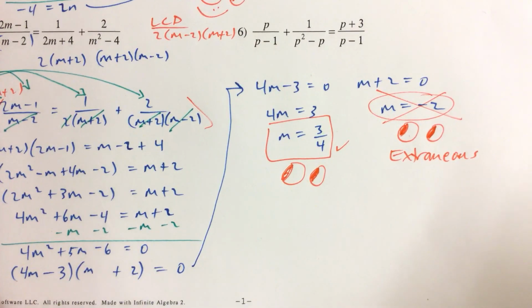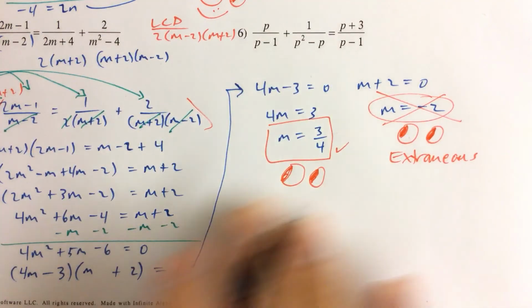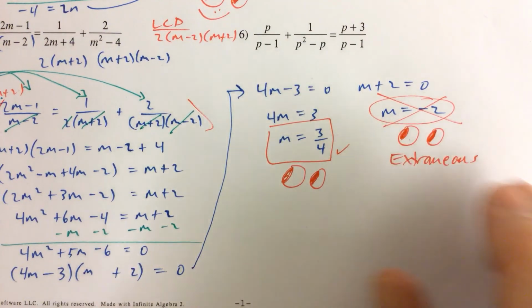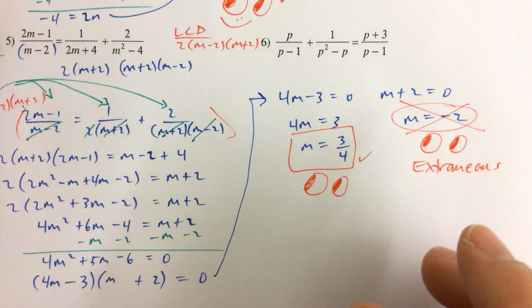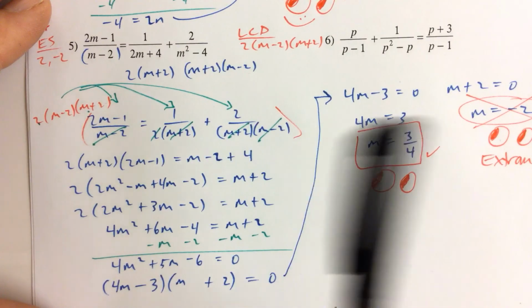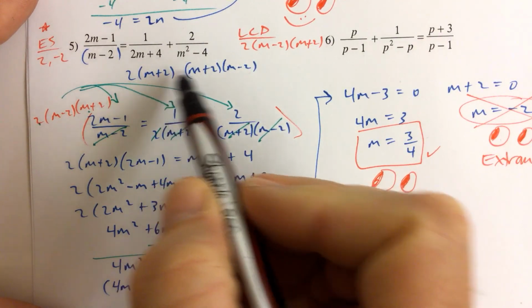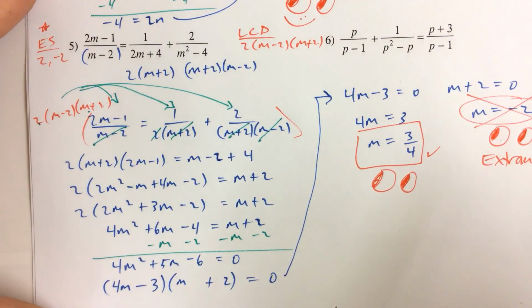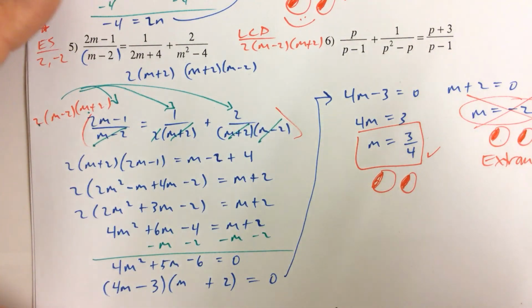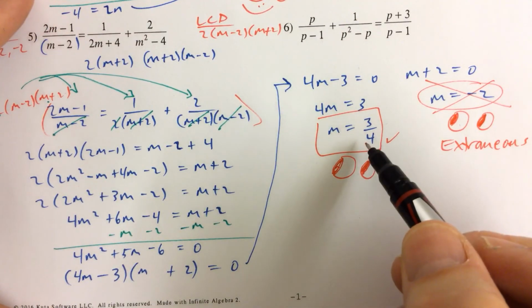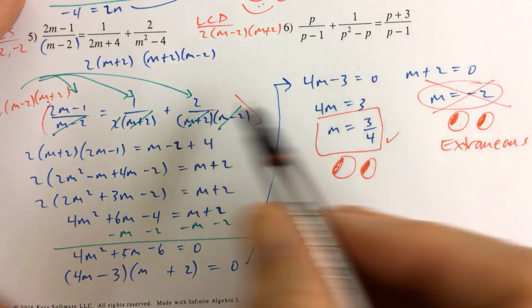That's an extraneous solution. It's a solution we got because we did everything right, but it just so happens that -2 would be unacceptable to plug back into the original equation, because again, it would make both of these denominators equal to 0. And so the bottom line, m equals 3/4 is the only solution to this equation.